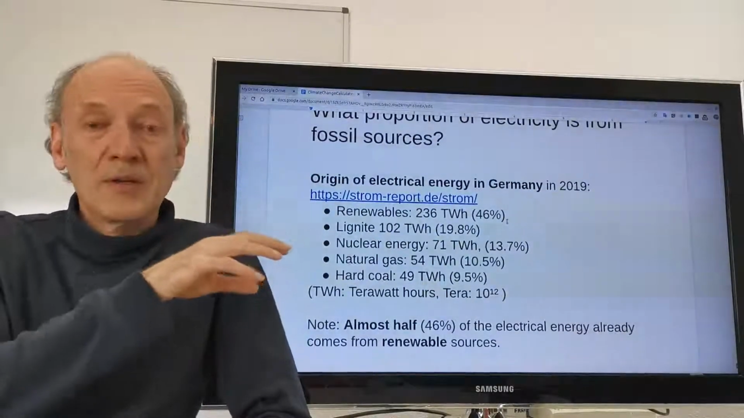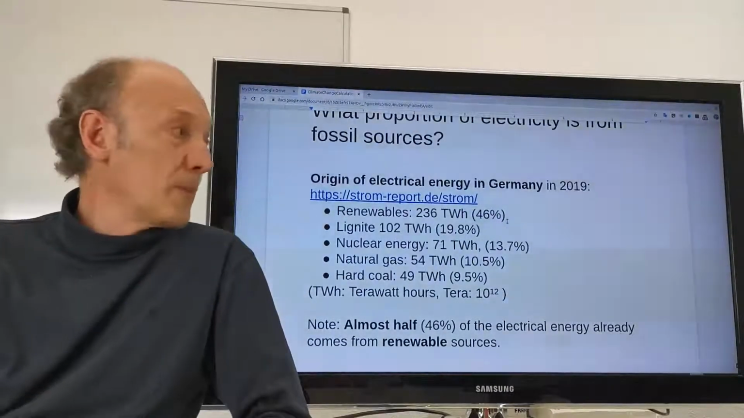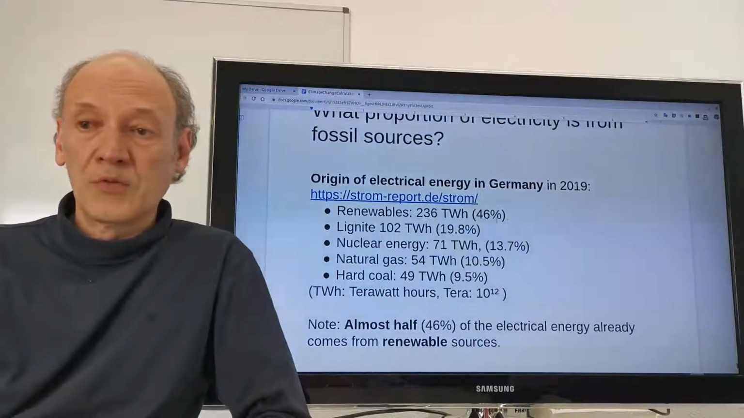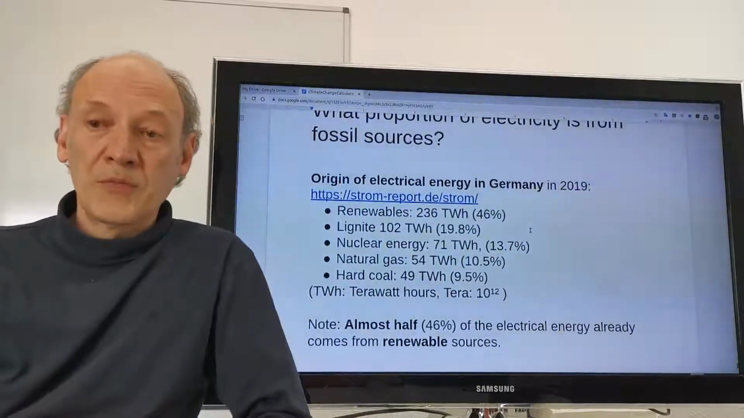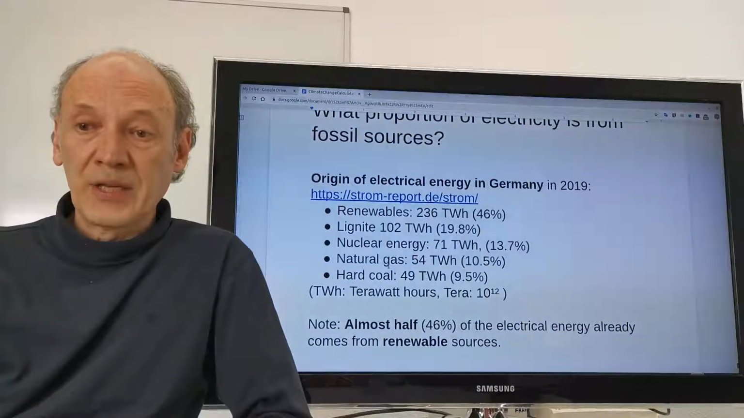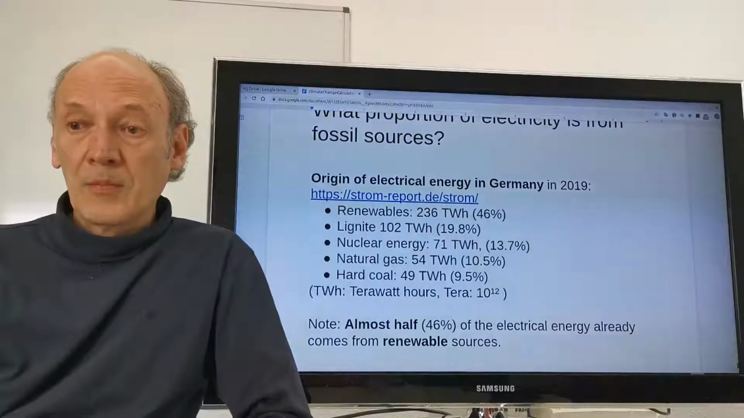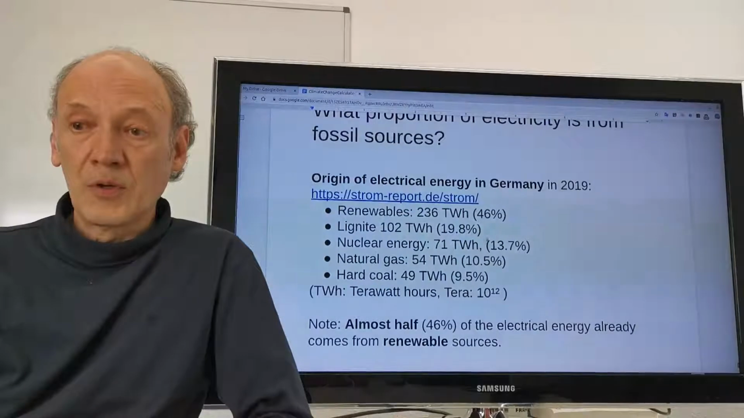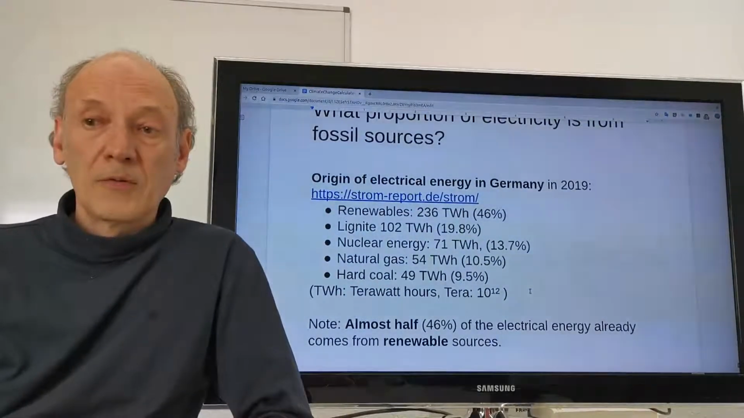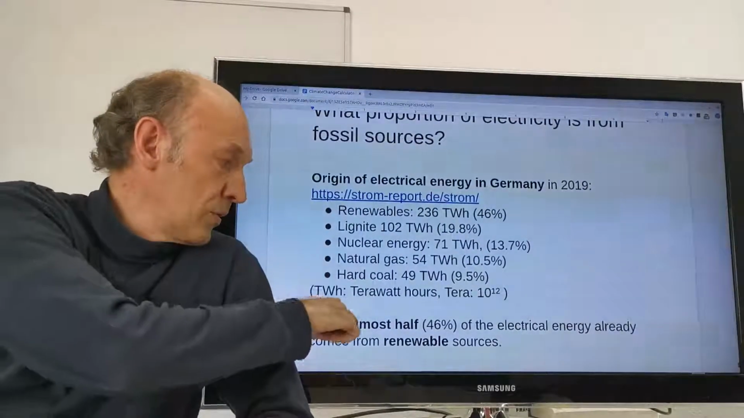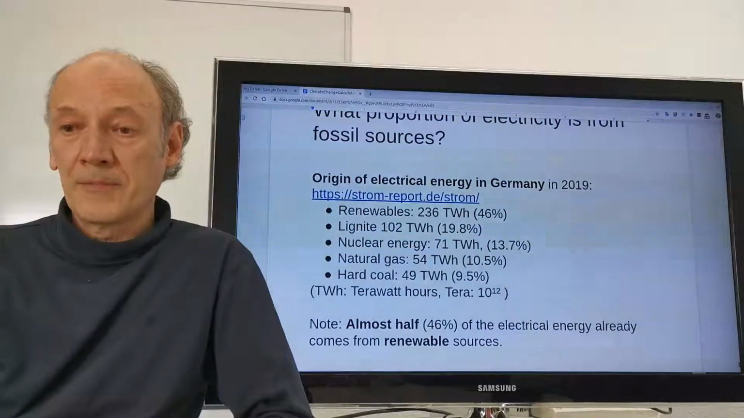So you have to think about it. The electricity produced in Germany already comes about half from renewable sources, which for Germany is 236 terawatt hours. The rest comes from non-renewables like lignite, nuclear energy, natural gas, hard coal. But these make up a much smaller part. You can see each is below 20%. So the biggest share is already renewables. That's important to know. So we're already halfway there.